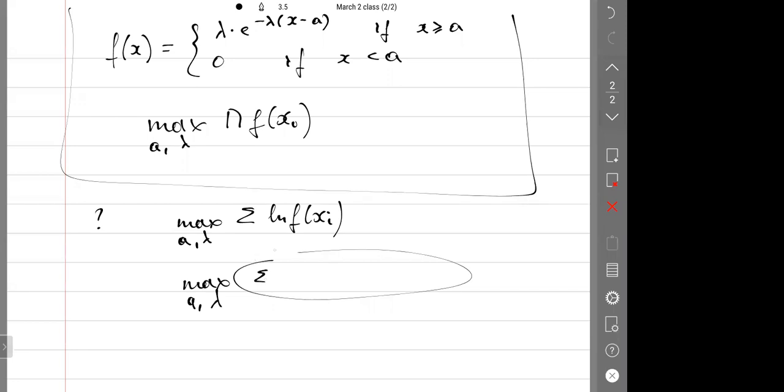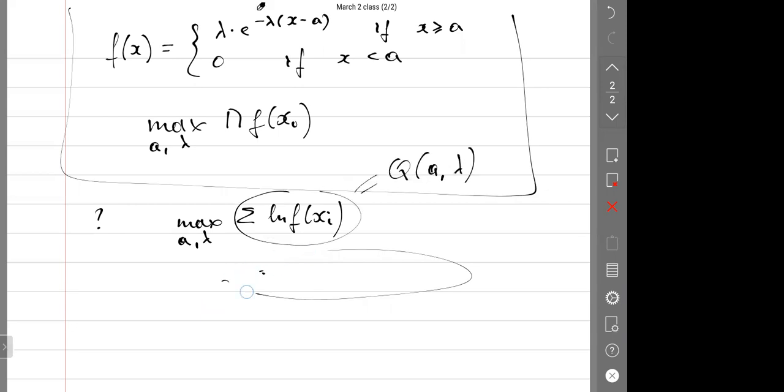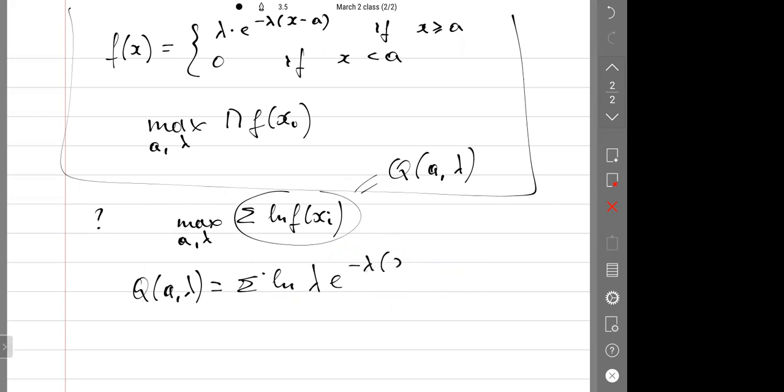I take the sum. Let me write this. It will be the function q of a and lambda. First, let's simplify it. Q of a and lambda is the sum of the logarithm of lambda exponent minus lambda x_i minus a, and you get the sum of ln lambda minus lambda times the sum of x_i minus a.